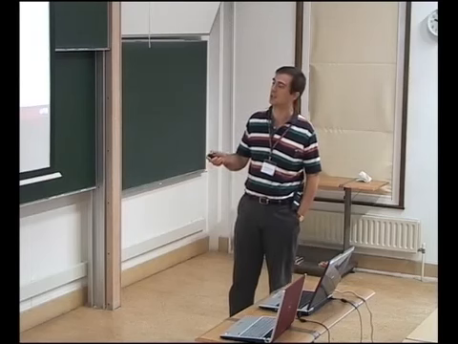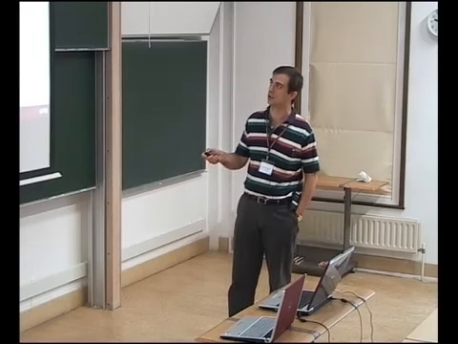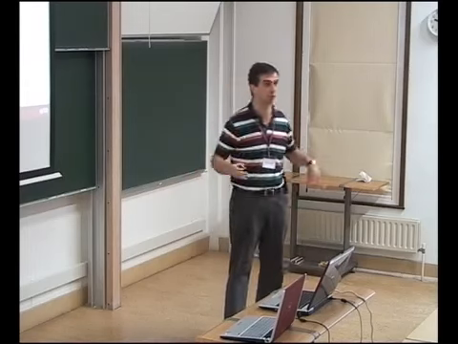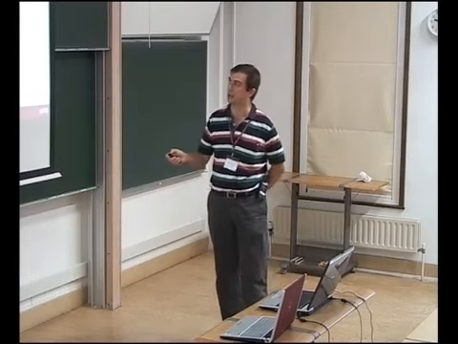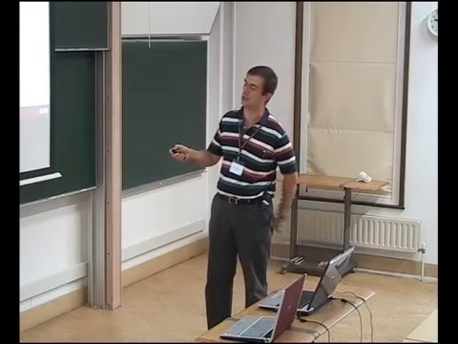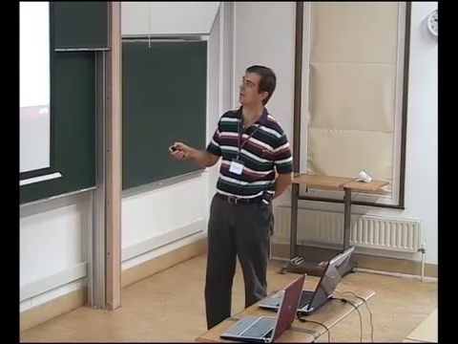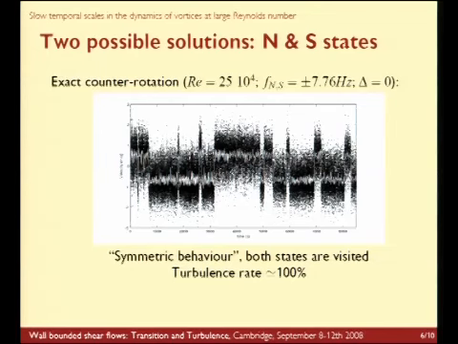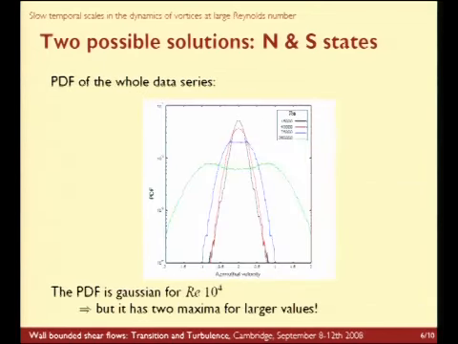We can see here that the system remains in the south state. Then there is a jump to the north state, south state, north state, south, north, south, north, south, and so on. Okay, and you can see that the residence time is not constant, but there is some kind of random behavior. And here the velocity is fluctuating around a mean value with a turbulent rate that is 100%.